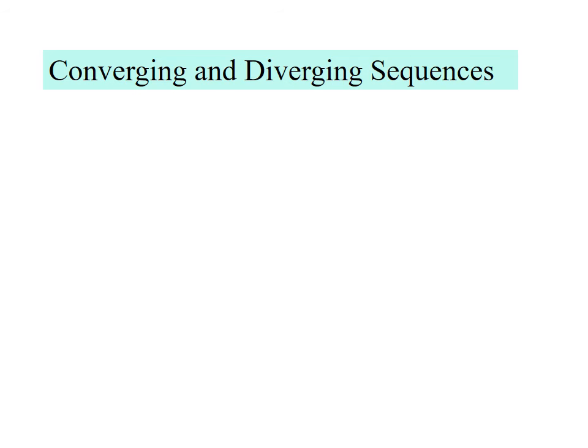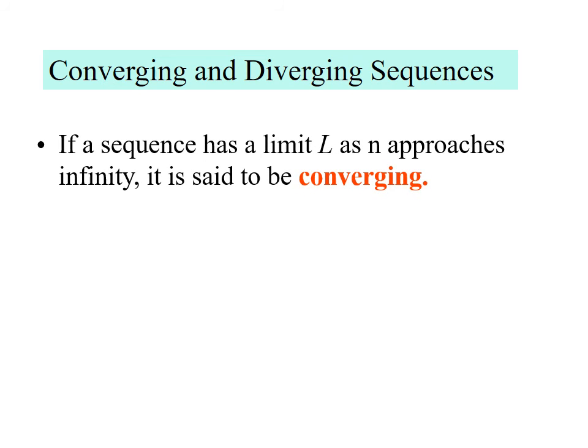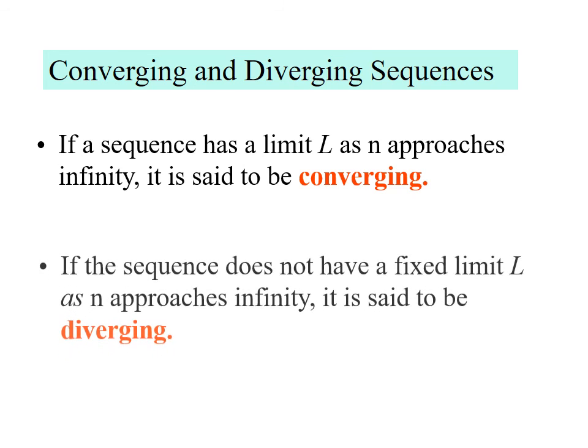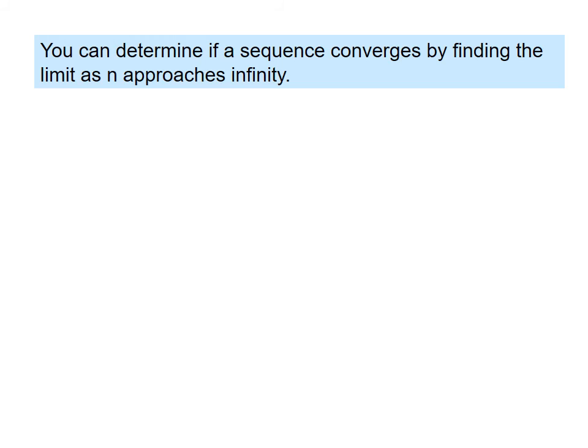Sequences can be categorized as converging or diverging sequences. A sequence is said to be converging if the sequence has a limit L as n approaches infinity. If a sequence has a fixed limit L as n goes to infinity, then we call the sequence a converging sequence. If the sequence doesn't have a fixed limit L as n goes to infinity, then it is said to be a diverging sequence. You can determine if a sequence converges by finding the limit as n approaches infinity.